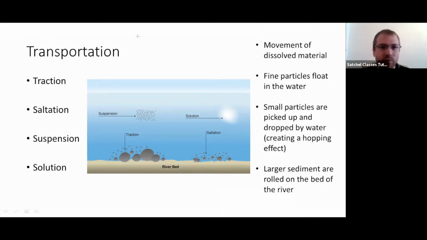Okay, we'll start from the bottom. Let's do a red arrow. So solution, this is the same key term as in the erosional processes. Okay, so solution, just like in chemistry, and we can see from that image there, solution is kind of cloudy. We can't see any particles really.